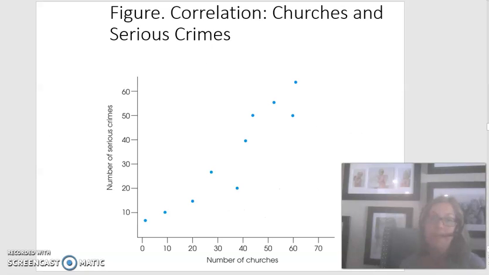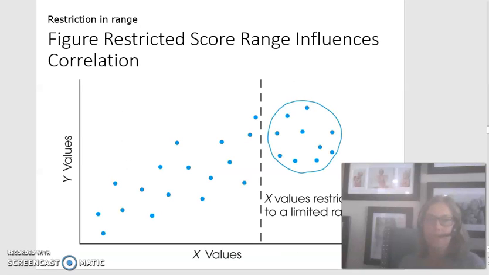Example of this: does the number of churches predict crime? No, both of those are related to population. With more population, you have more crime. With more population, you have more churches. It's a third variable. For restriction of range, again, some researchers could be only interested in upper performers, people who had the higher X value. You can't do that. You need to look at all of it.